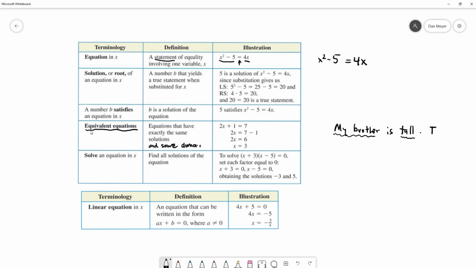I think that's important. Equations that have the same solutions and the same domain are equivalent. But that's just my personal opinion. Anyways, all four of these equations, there's 4 equations, and they're all equivalent. They all have the same solutions.